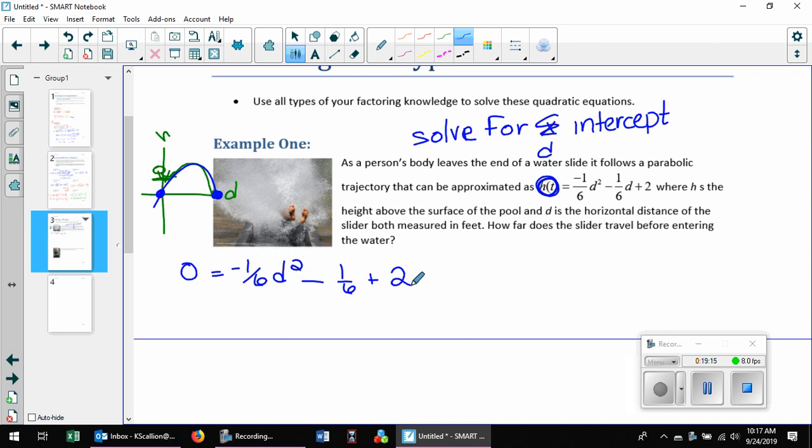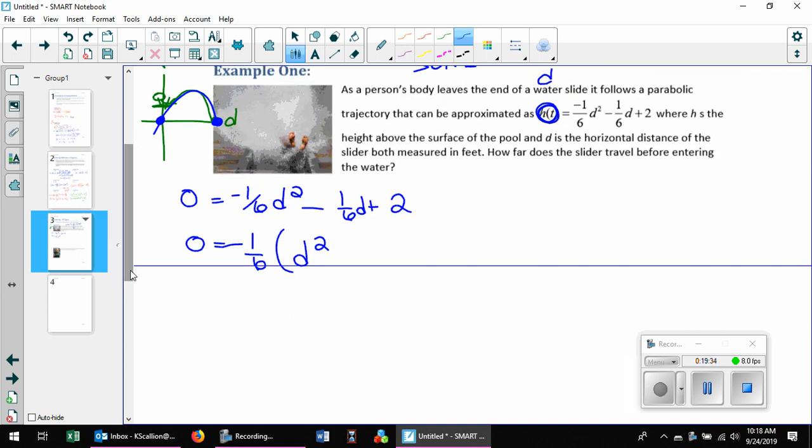Yeah, we could totally do that, but I'm going to do something that's going to make your lives a lot simpler. The common factor. Take out a negative 1/6, because that leaves me with a d squared. Lost a d somewhere in the equation. So if I take a 1/6 out of here, what does that leave me with?